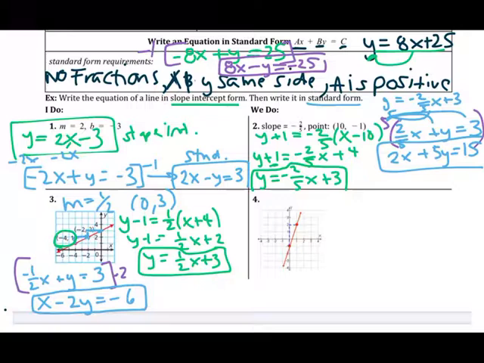Number 4 is our last problem. So go ahead and pause the video. See if you can work through both slope-intercept and standard form on your own. Then unpause the video and see how you did.